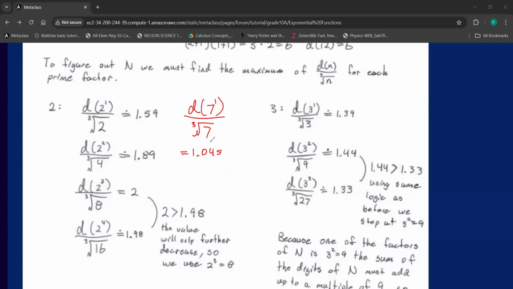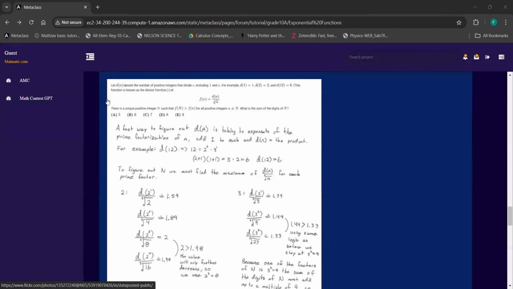And this is just doing it the long way. You would have also done d of 5 to the power of 1, and so on and so forth. And if you multiplied all those numbers together and added the digits, it would still be equal to 9. But this is just a shortcut that you could have found because you know that one of the prime factors is definitely 3 squared. Okay, now moving on, or are there any questions?